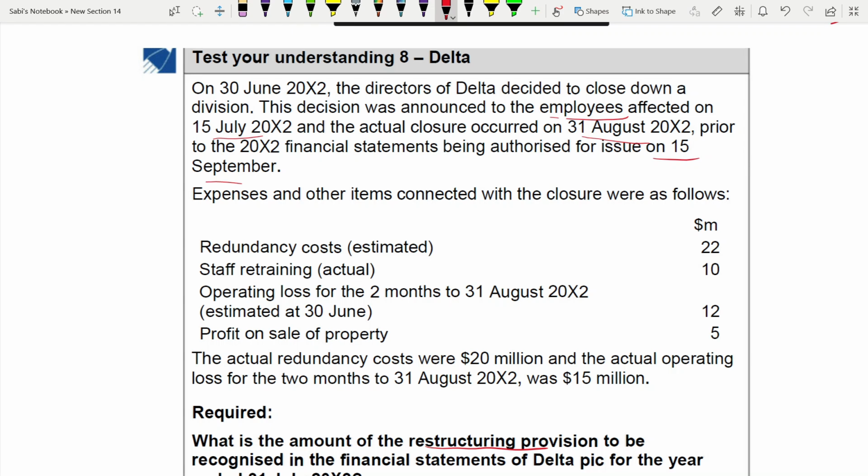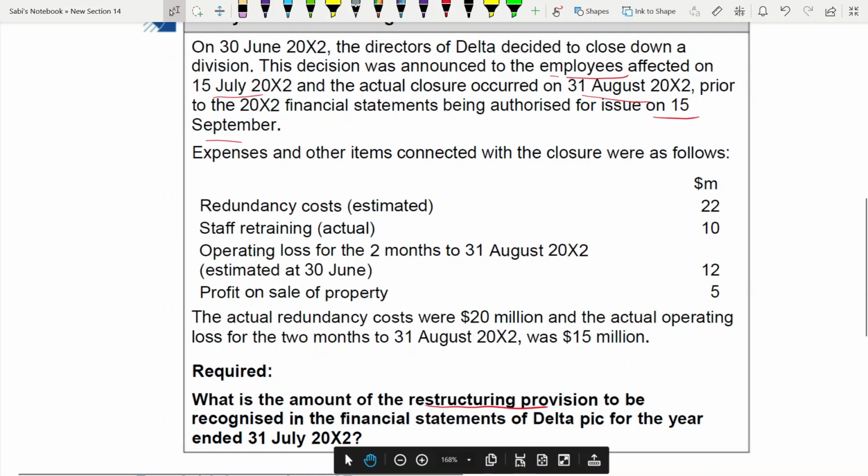You have been given some expenses. Okay. You have been given redundancy cost that is estimated. Staff retraining actual. Operating losses estimated at 30th June. Profit on sale of property. Actual redundancy cost was 20 million. You see here redundancy cost estimated is 22, but actual was 20. And actual operating loss for 2 months was 15. Here estimated was given as 12. Now on 31st July 2002, how do you recognize?